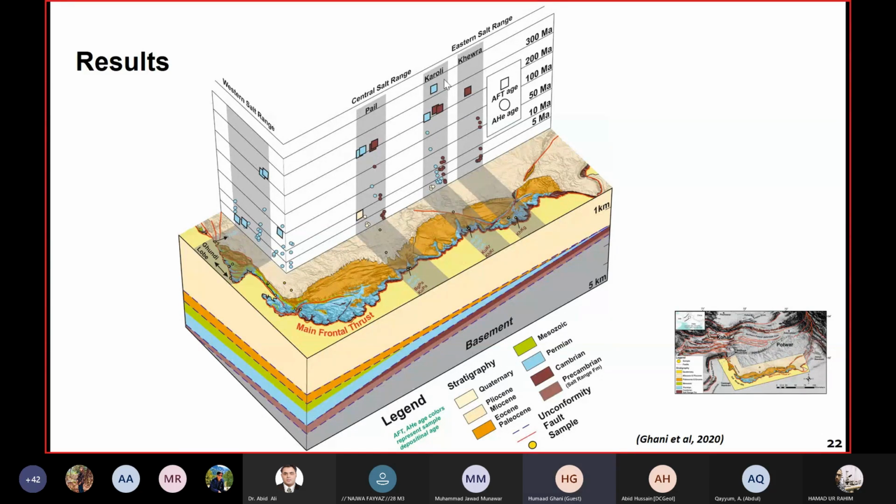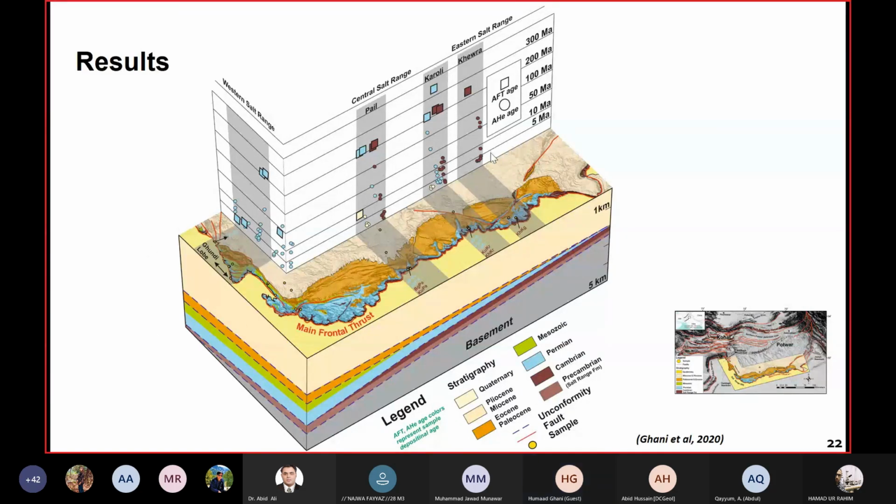What you see is that the ages are quite dispersed, like from 4 million years here to 350 million years. So this gives you a very large dispersion that needs to be resolved. When you look at the stratigraphic wedge, in the southern part along the Salt Range, the stratigraphy is more or less 1.5 to 2 kilometers thick, and when you go toward the north, it goes to about 4 to 5 kilometers thick.